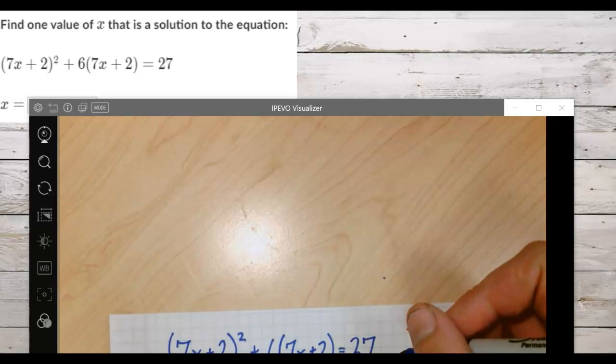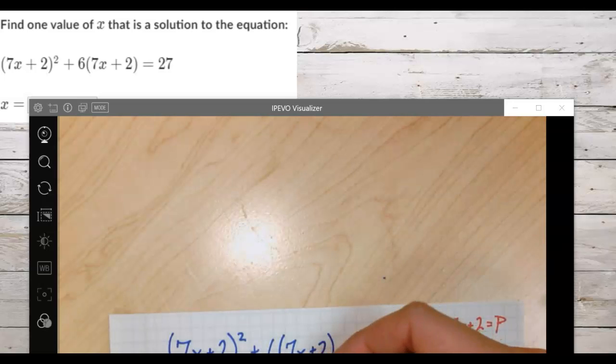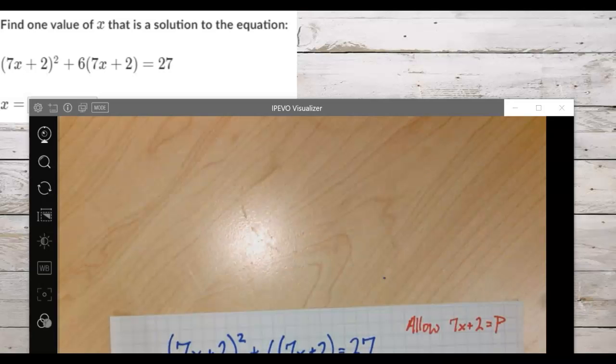Should we do something with that 27? No? I want to. I did something with the 27.